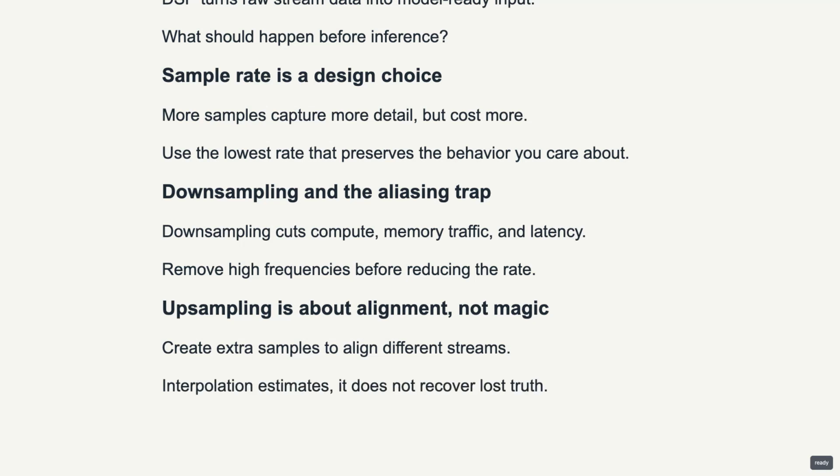Interpolation fills gaps with plausible values, so it is excellent for synchronization. It cannot invent a short event that the sensor missed, which is why upsampling helps alignment, but not data recovery.